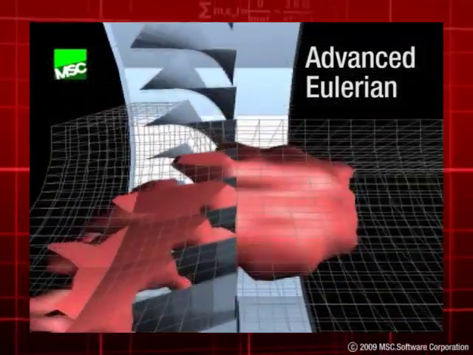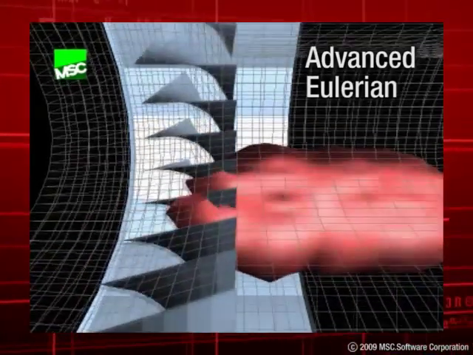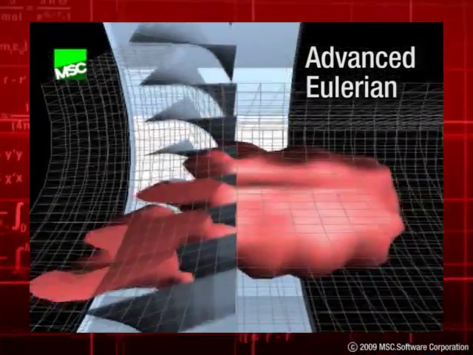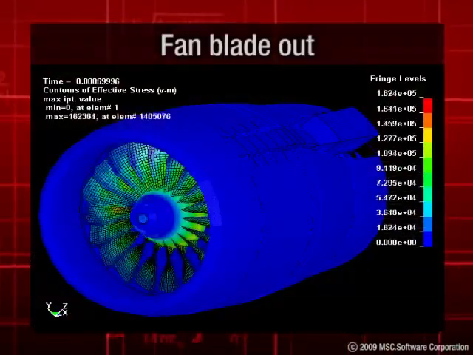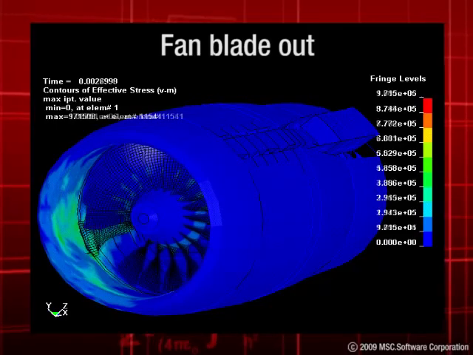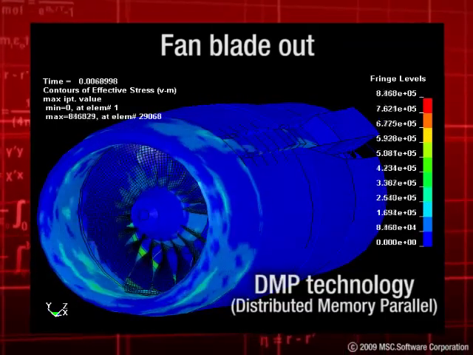A fluid bird can accurately capture the physics better than a Lagrangian modeled bird, especially when the trailing blades are hitting the bird and slice it like salami. These CPU-intensive simulations can be dramatically reduced by leveraging the advanced distributed memory parallel technology available in Nastran.